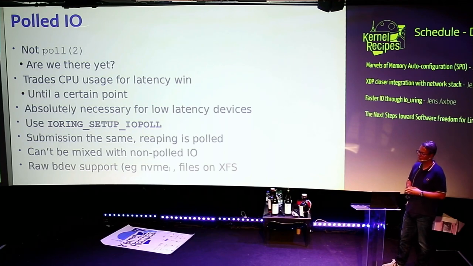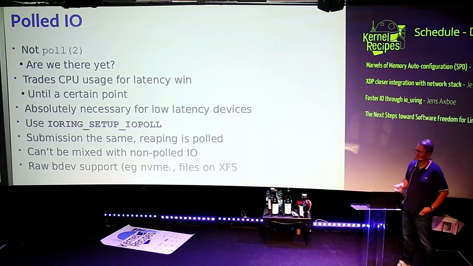So instead of using an IRQ from the hardware to tell you this IO is now done, you just keep asking: is it done, is it done, is it done? At some point it's like, yes, dammit, it's done, go take it. So you trade a lot of CPU for a latency win. But it gets really interesting once you go really high up into the IOPS scale. At some point you have a crossover point where IRQ driven is actually more CPU intensive than doing polled IO. Typically, at least on modern systems, if you do 600,000 IOPS plus or something like that, polled ends up being more efficient.